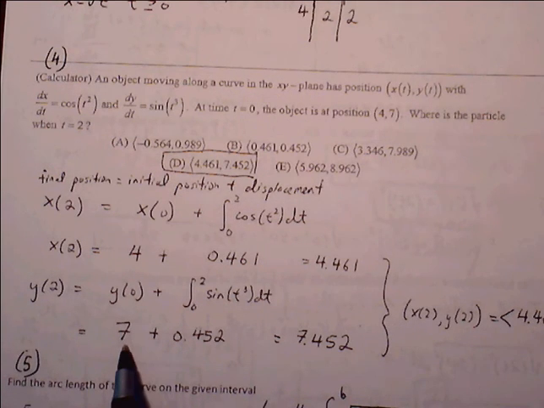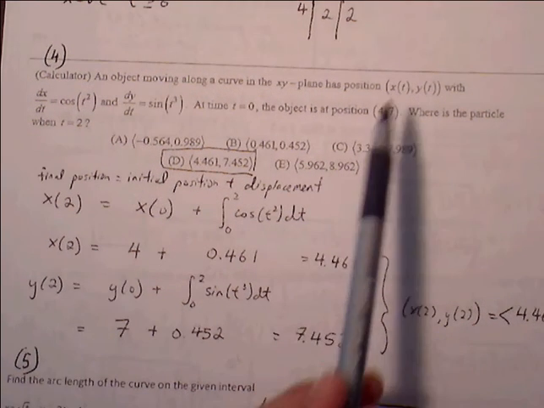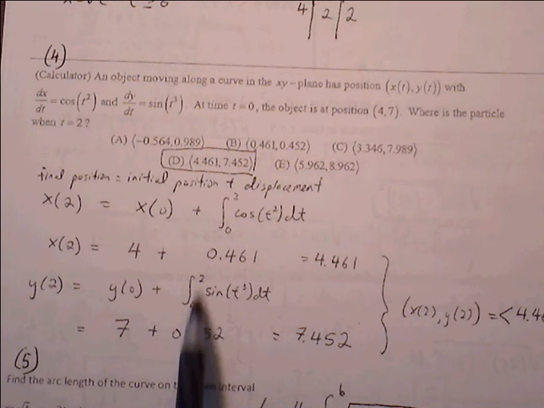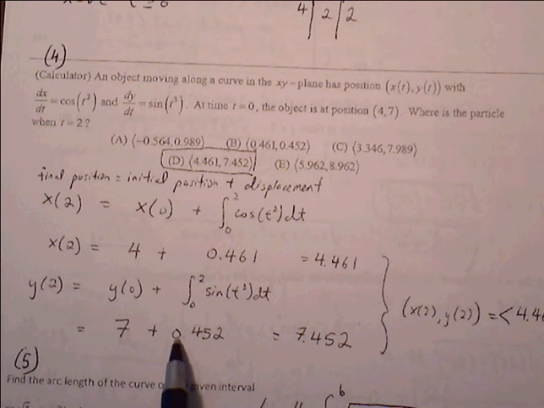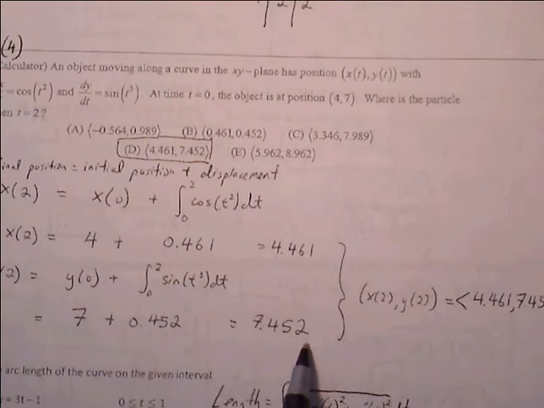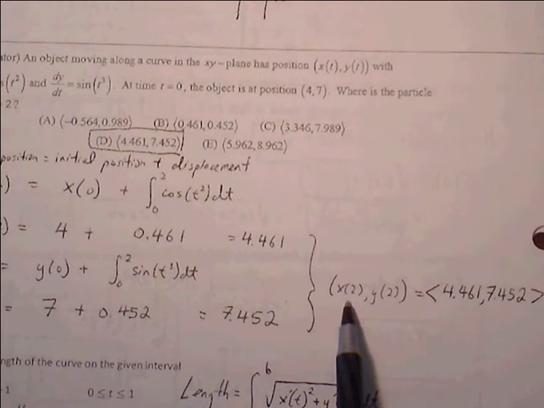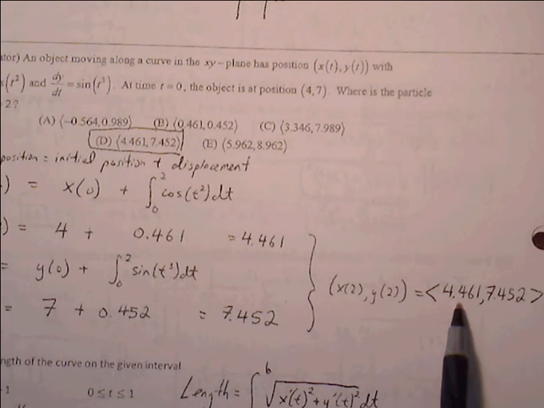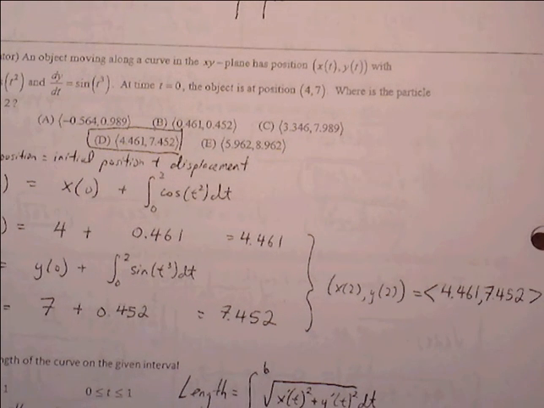So y of 0 is 7, right? And then the definite integral from 0 to 2 of sine of t cubed is 0.452. We add those values together, and we get 7.452. So then our position ordered pair at t equals 2 is 4.461 and 7.452.